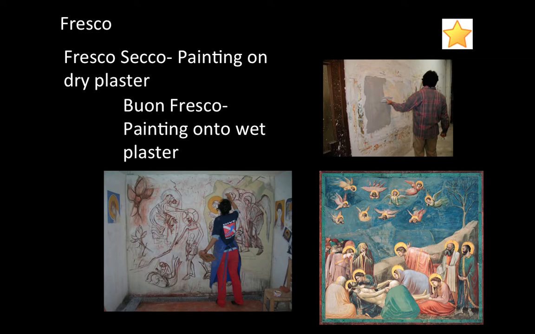You've heard this term before, fresco. Fresco is a very old way of working, used all the way back in the Aegean. That bull leaping fresco was a fresco. But just going a little bit further into the term, you'll hear fresco secco as opposed to buon fresco. So fresco secco is painting directly onto dry plaster, which is what this guy is doing down here.